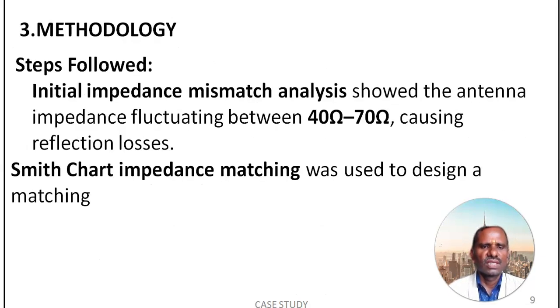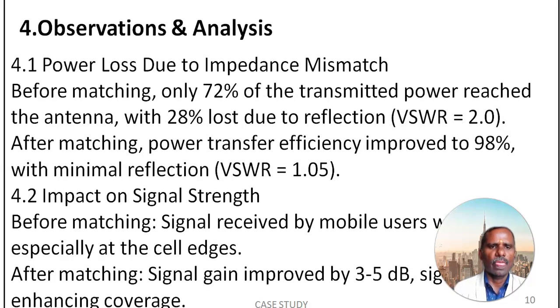The steps followed: initially, impedance mismatch analysis showed that the antenna impedance fluctuates between 40 ohms and 70 ohms, causing reflection losses, whereas the system impedance is only 50 ohms. Smith chart impedance matching was also used to design the matching network. Here we could plot using the Smith chart to find whether we are getting the correct 50 ohms in the design.